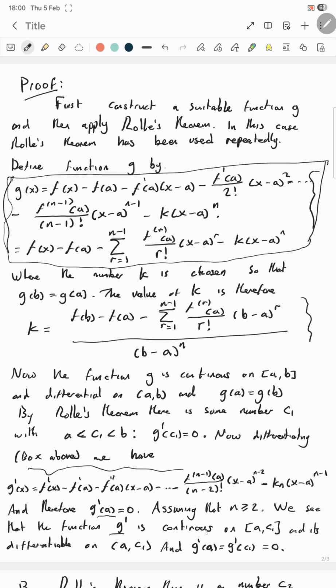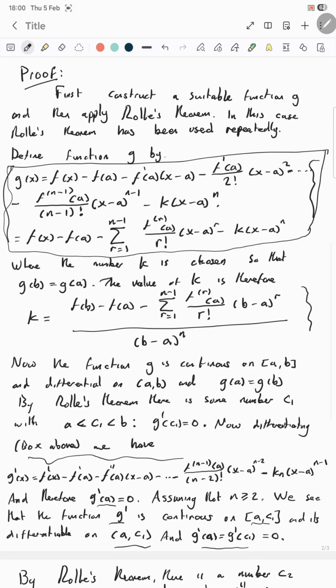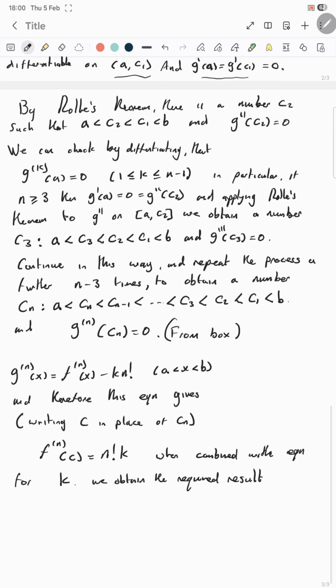We see that the function g prime is continuous on a, c1 and it's differentiable on a, c1, and g prime of a equals g prime of c1 equals 0. By Rolle's theorem, there is a number c2 such that a is less than c2 is less than c1 is less than b, and g double prime of c2 equals 0. And we can check by differentiating that g to the k of a equals 0, where 1 is less than or equal to k, which is less than or equal to n-1.